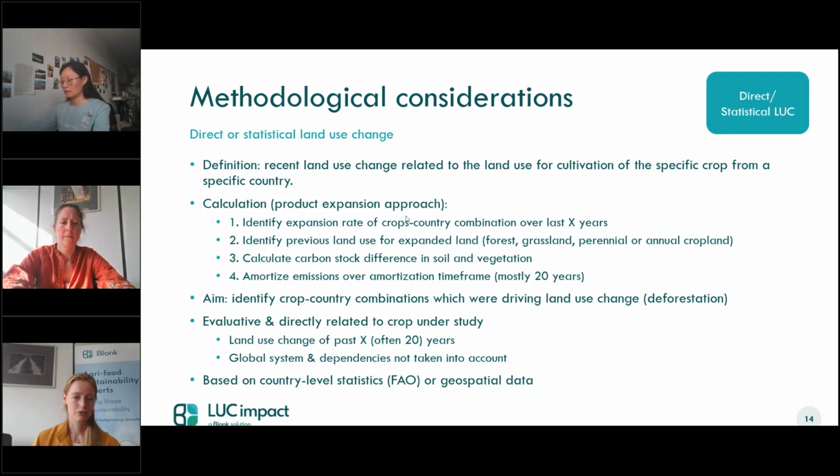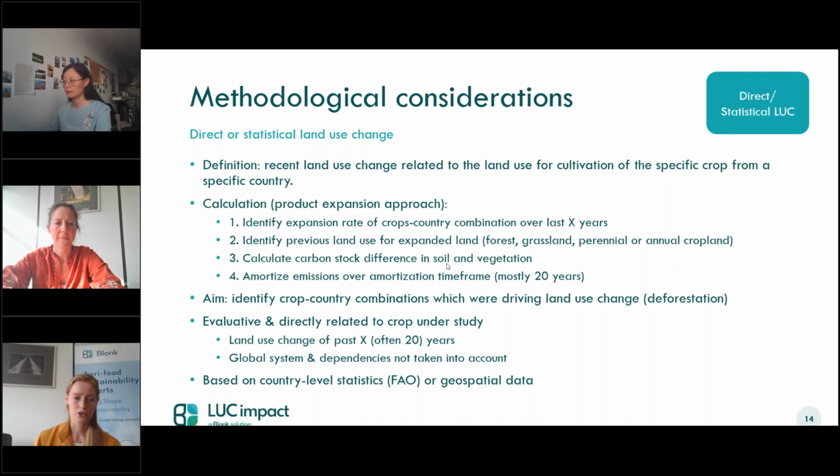And basically, if you would follow the approach based on product expansion, then you would follow a couple of steps, which is first to identify the expansion rate of a certain crop, then identify for the expanded land what were the conversions that took place to free up this land. So what other types of land use declined in area within that region that you're studying, so which are most likely to have been cleared up to free this land.